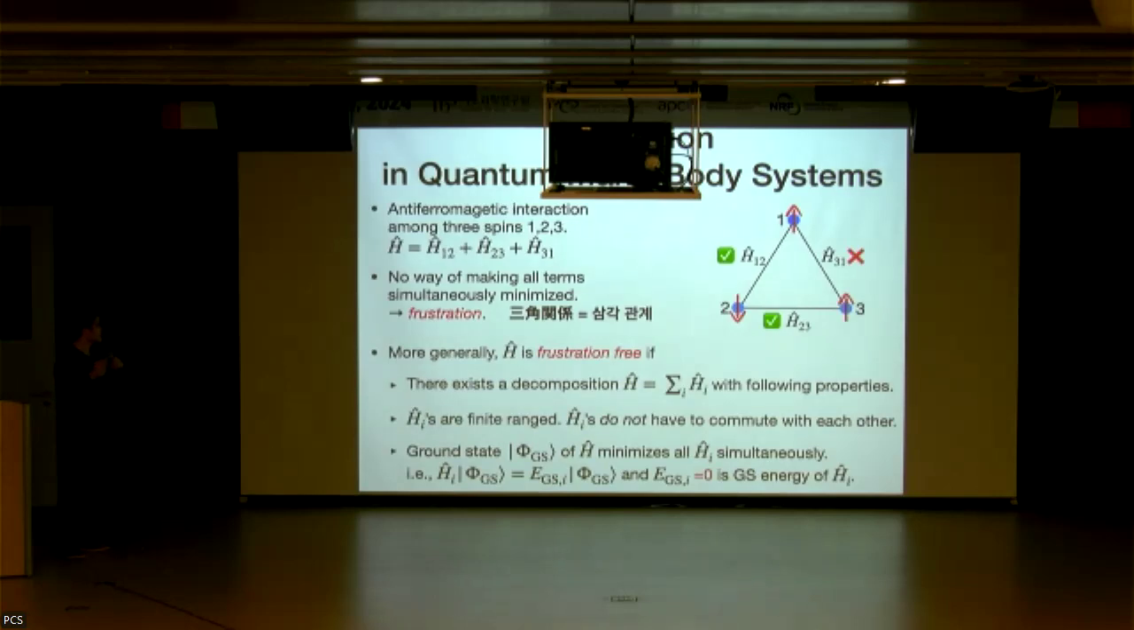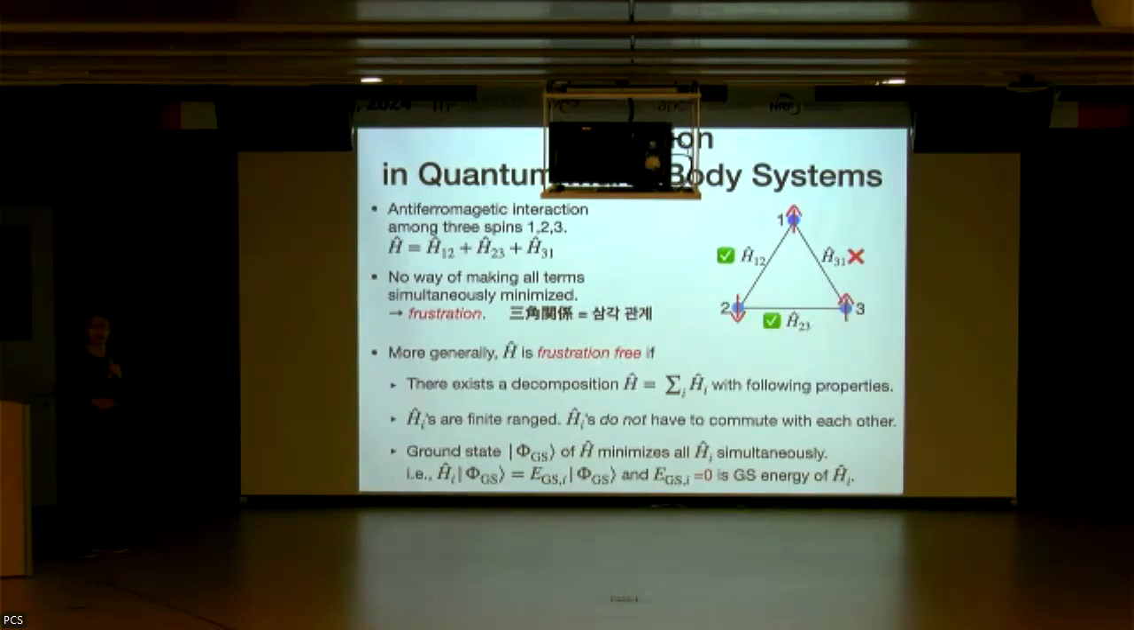But more generally, a Hamiltonian is called frustration-free if it satisfies the following properties. There's a decomposition of the Hamiltonian into local terms, into many terms, so that each local Hamiltonian is finite ranged. And the ground state of this Hamiltonian has to minimize all local Hamiltonians simultaneously. Namely, a local Hamiltonian applied to the ground state gives you the ground state energy of each local Hamiltonian. And I will set this ground state energy of the local Hamiltonian to be 0 by shifting the energy origin. But note that local Hamiltonians do not have to commute with each other. So this is the definition of frustration freeness in quantum many-body systems.